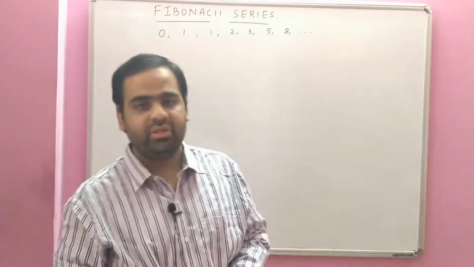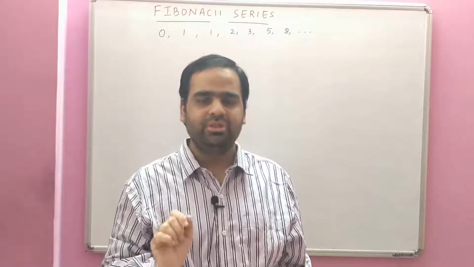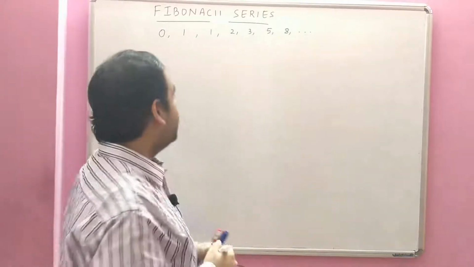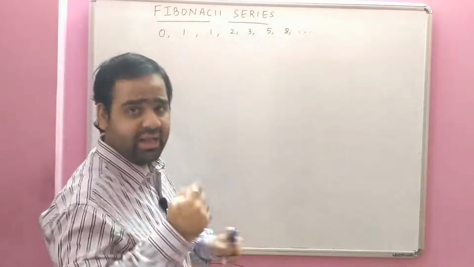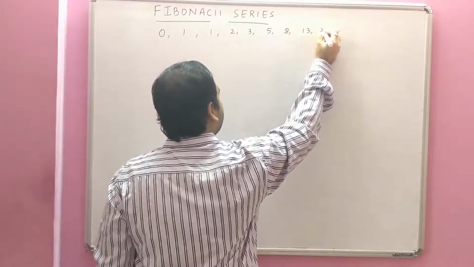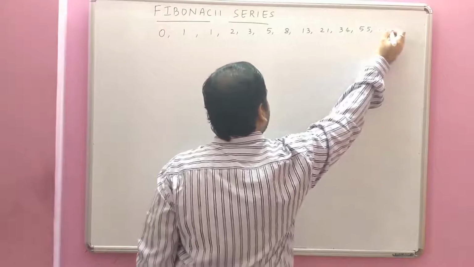Now, this Fibonacci series has some applications as well, which I will post in the description section of this video. And you can see that if I take the next number, what is the next number? 8 plus 5 is 13. 13 plus 8 is 21, plus 13 is 34, 55 and so on.